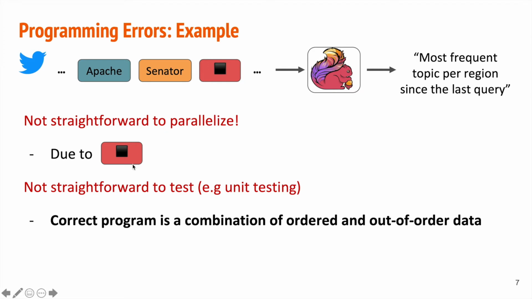And what's worse, this computation is not only not straightforward to parallelize, it is also not straightforward to test, for example, via something like unit testing. And the diagnosis of this, as we'll see in a second, is that the correct program is a combination of ordered and out-of-order data. And this will be key to designing our solution.